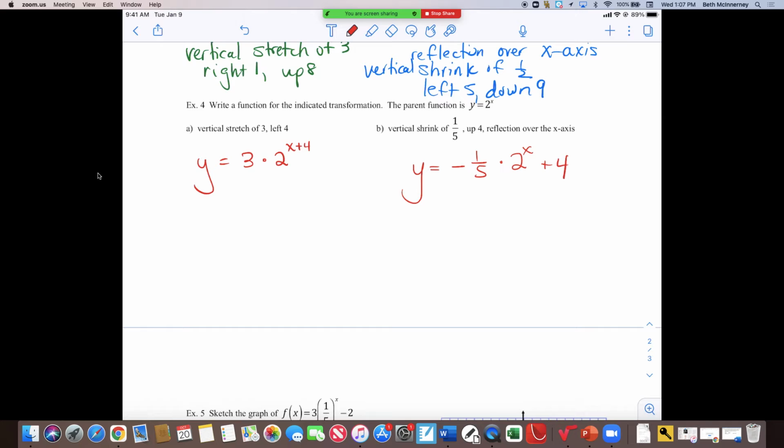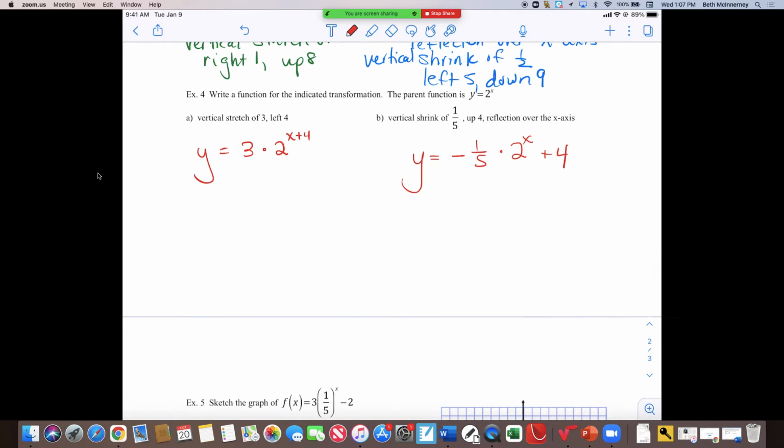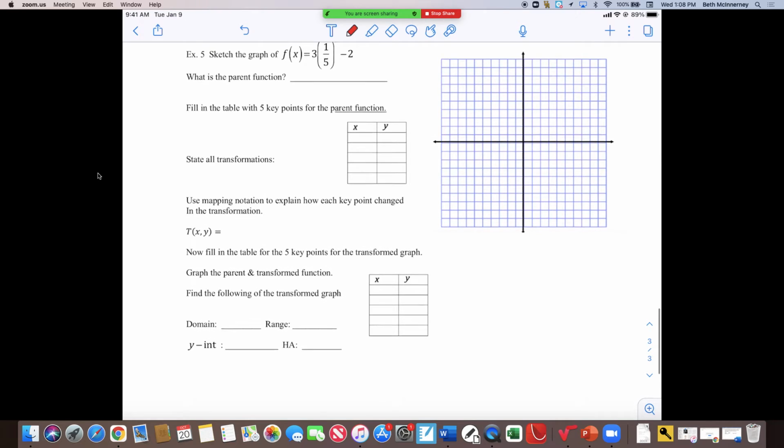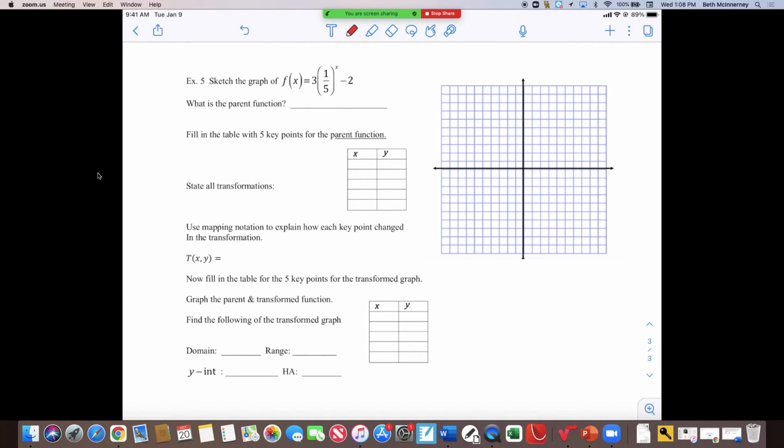Yes. All right, example 5 is one more sketch. I'm going to give you about 3 or 4 minutes head start on me. Let's go the whole way through. See if you can sketch with all the information asked for in example 5. State your parent function. Get a table of values for the parent function. State the transformations. Mapping notation. Make a new table. And sketch both the parent function and the transform.